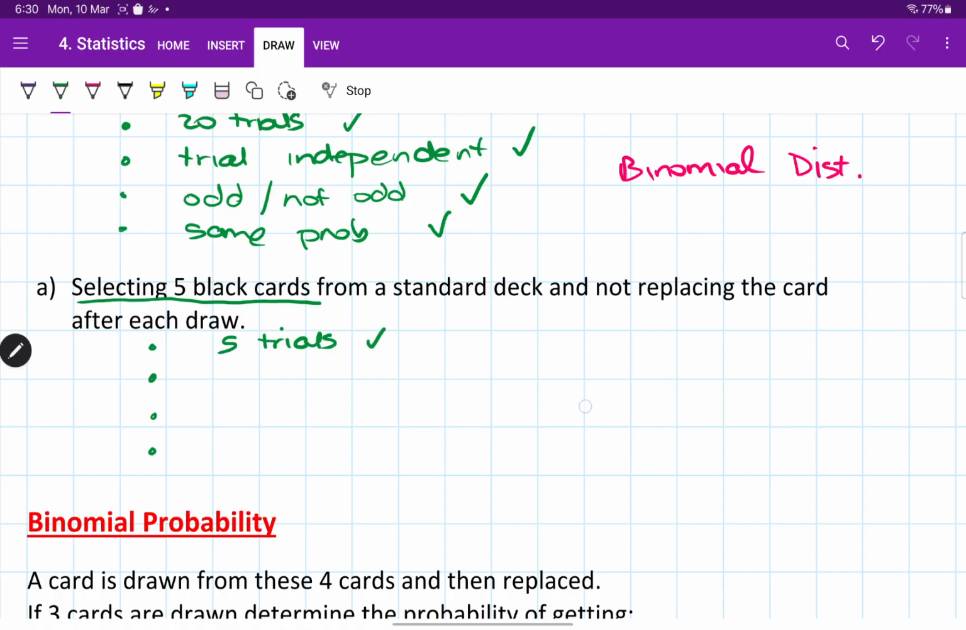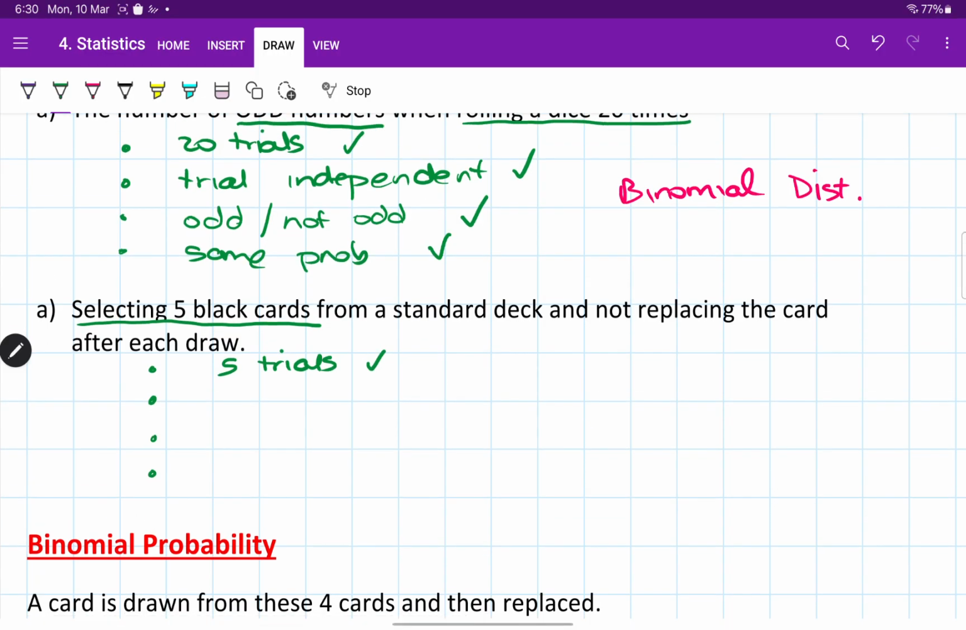Okay. Second thing is, are they independent? So I'm going to highlight this here. It says not replacing the card after each draw. So after the first draw, I leave it out. So on the first draw, I have 52 cards, and you can work out the probability. What about on the second draw? If you do not replace a card, you'll have 51 cards. What does that do to the probability?